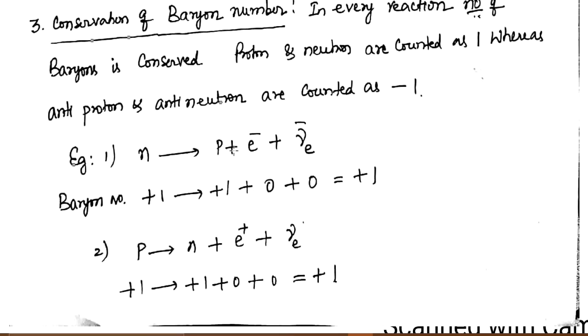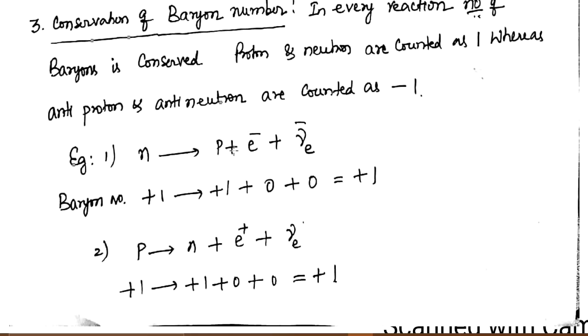Next, third, conservation of baryon number. In any reaction, the number of baryons is conserved. For example, baryons means particles heavier than protons. Protons and neutrons are counted as 1, whereas antiproton and antineutron are counted as minus 1.